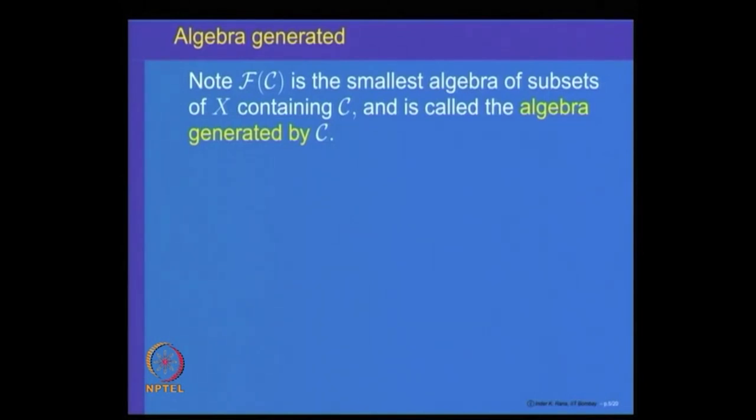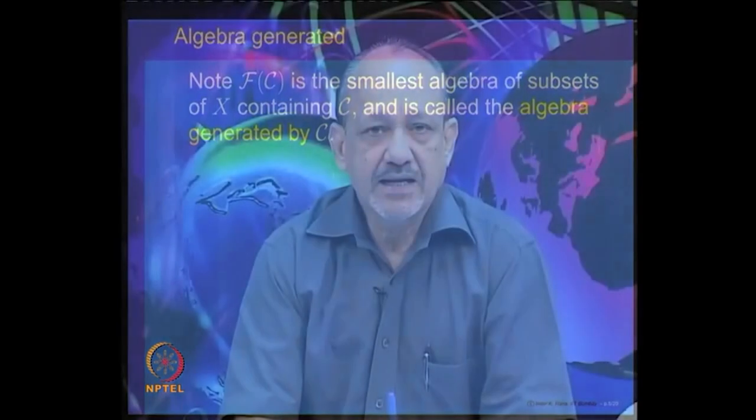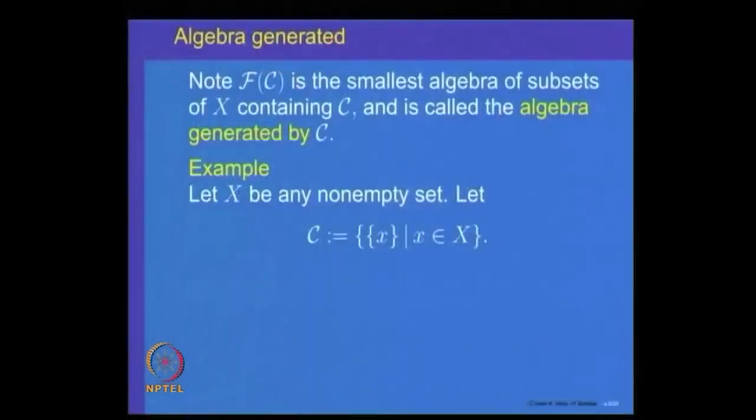So, what we have shown is that given any collection of subsets of a set X, we can always find an algebra of subsets of X, which is smallest and includes it. Let us look at some examples. Let X be any non-empty set. Let us look at the collection of all singleton subsets of X. So, C is the collection of all singleton sets {x} where x belongs to X.